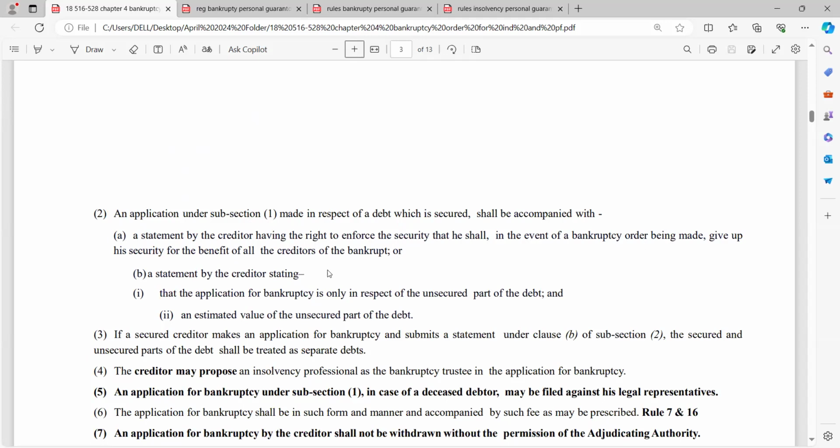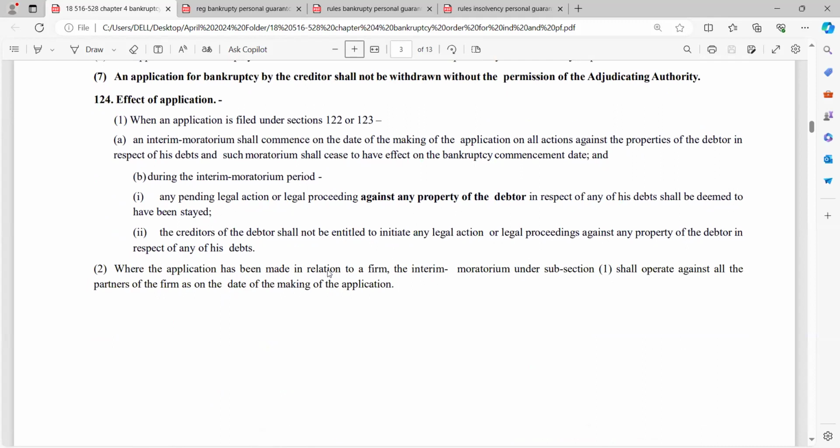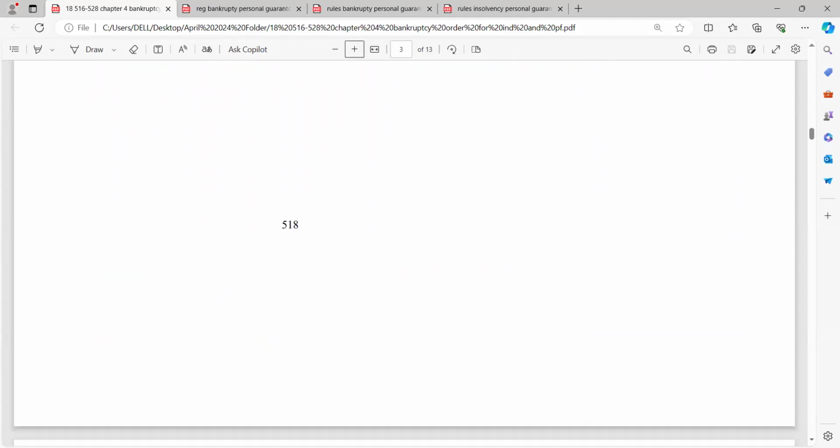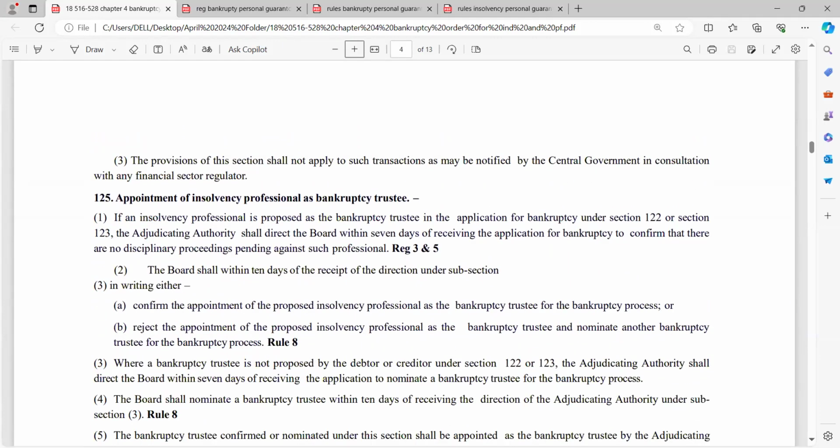So during that time, a moratorium is actually going on, no? Rights of secured creditors: it is saying in the event of a bankruptcy order being made. That means during interim moratorium, he will not be able to enforce, but after the bankruptcy petition has been admitted, in that case, he can enforce his security. So same as in insolvency actually. So 124, this we have already seen. In insolvency, what is the section?